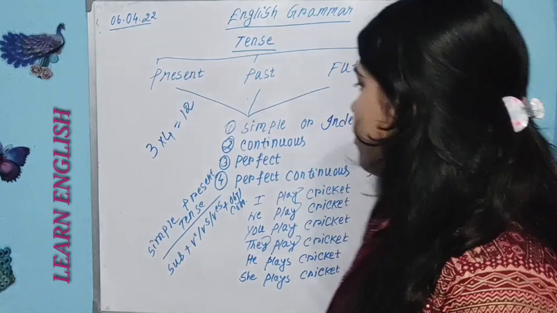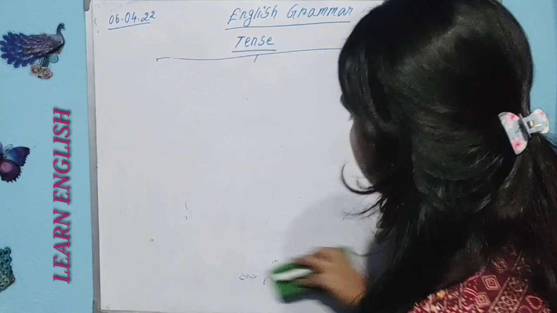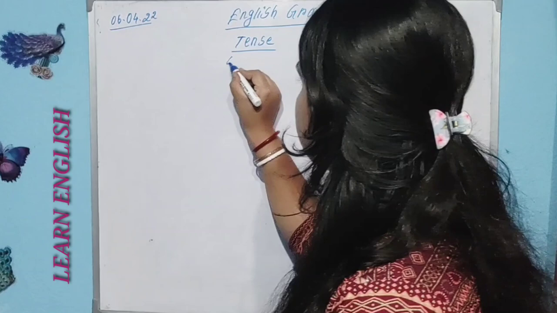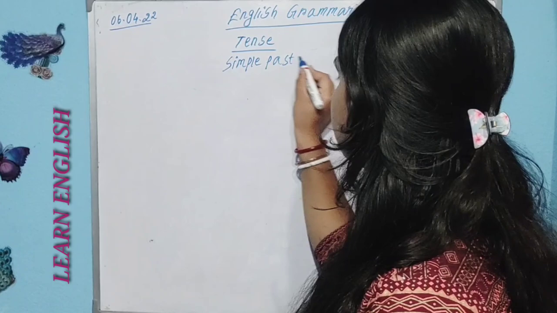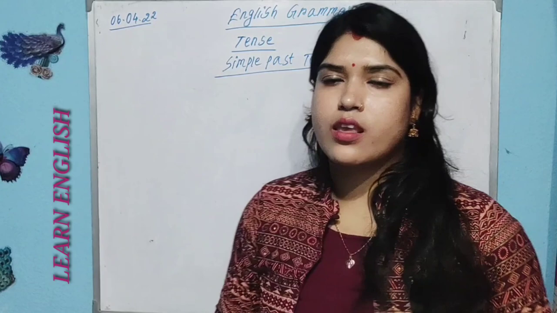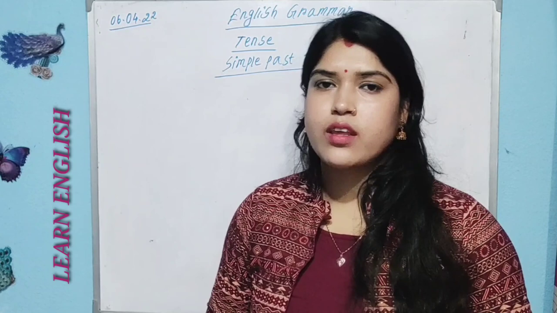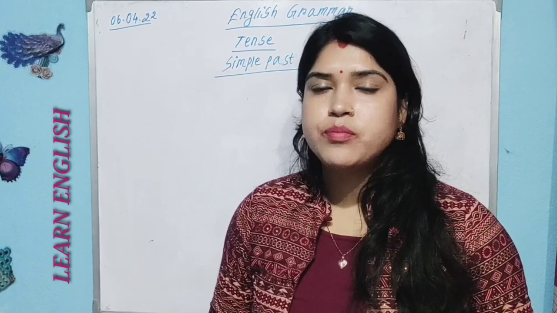Okay, so next I will discuss simple past tense. So what is simple past tense? Simple past tense is used to indicate the action which already happened. Like, I helped the old man. Okay, we add ed with the verb.